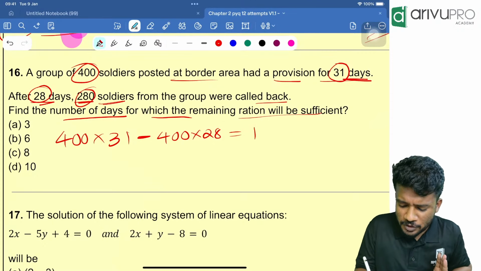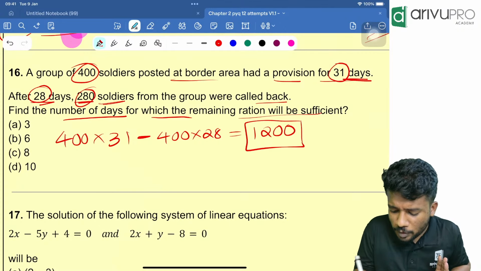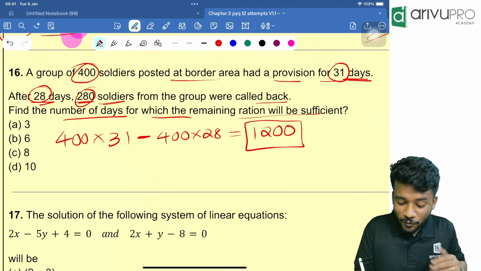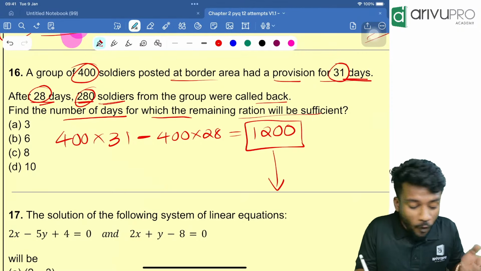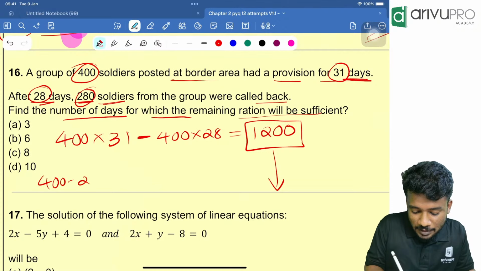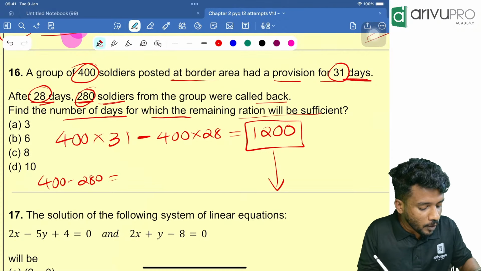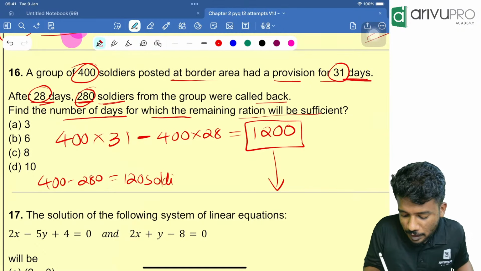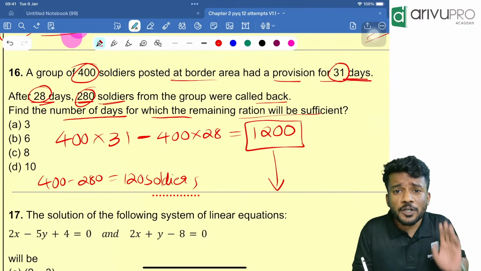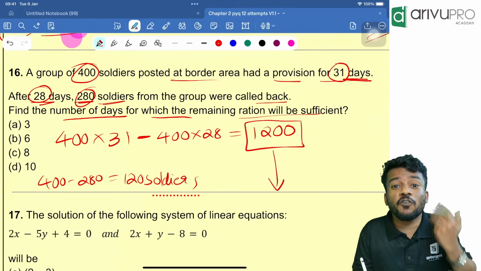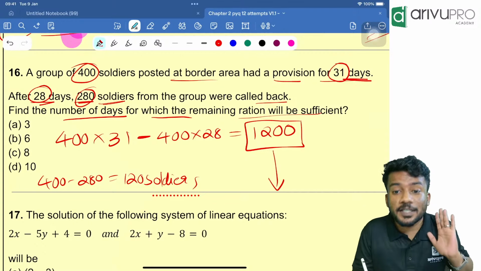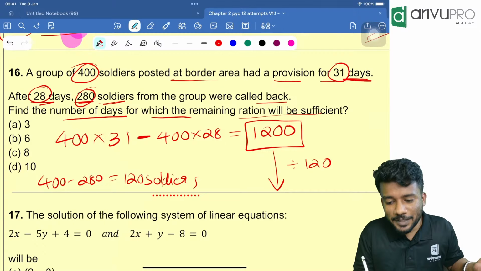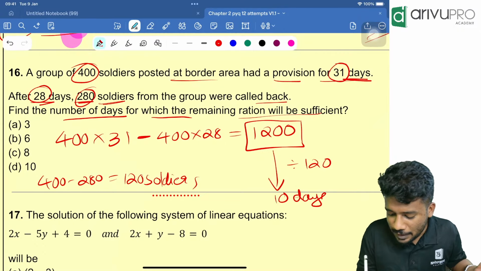So how much is remaining? 1200 amount of ration is remaining. For how many soldiers is it remaining? 400 minus 280 is how much? 120 soldiers are remaining, correct? So 1200 is available for 120 soldiers. So divide by 120. 1200 divided by 120 is how much? 10 more days they can survive.